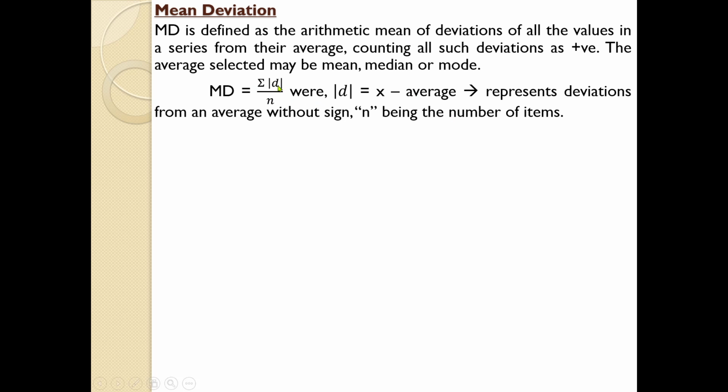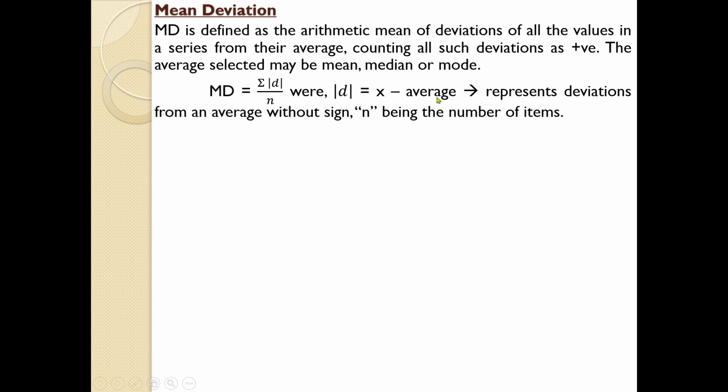Sigma d, here the sigma sign with d means total of d. D means deviation. I hope you know how to take deviation. Deviation means x minus average. See, deviation is x minus. X is the number that is given in the question. It may be age of the students, marks of the students, likewise. And minus average. Average means, as I have mentioned earlier, you can find the value of mean deviation using mean, median as well as mode.